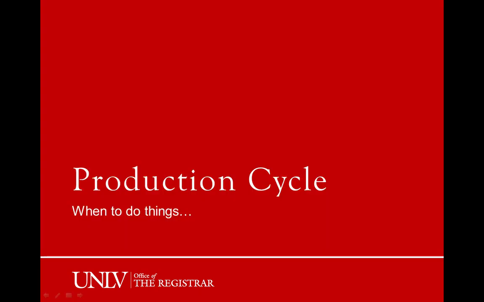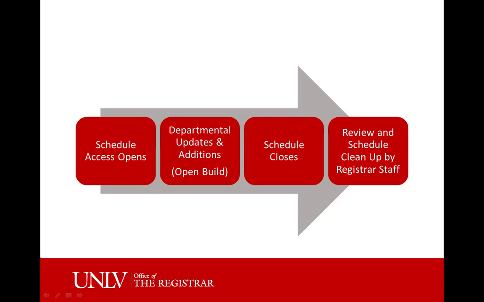Now we will review the scheduling production cycle. When the schedule opens, departments can begin manipulating the schedule. For the spring 2019 term, this period began on February 19th and will end on June 15th. The open build is the time to make all necessary changes to your schedule. Then the schedule will close for the first time, and the scheduling team will begin their cleanup. For the spring, this will go until June 29th.